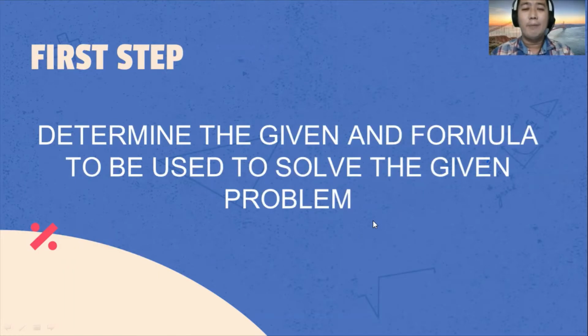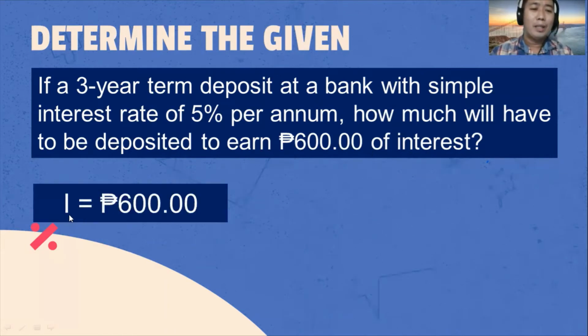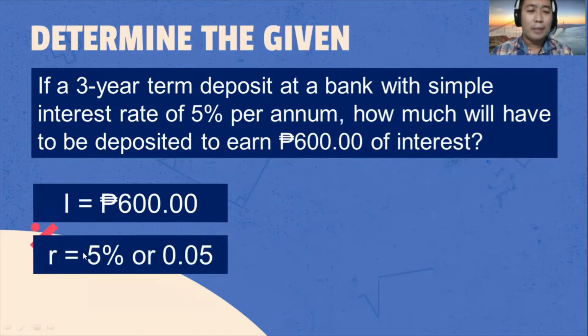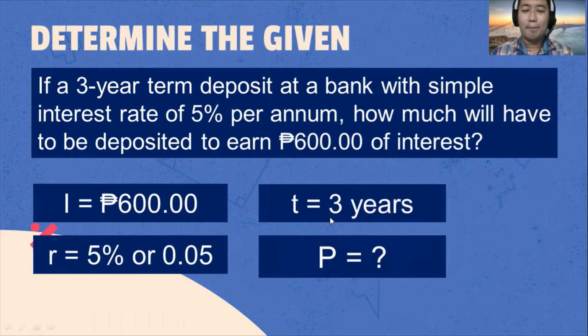What is the first step in solving this problem? Determine the given and the formula to be used. Let's now identify the given. We have a 3-year term, that is the time. This is the rate of interest, 5%. We have 600 pesos of interest. That means interest is equal to 600 pesos. Then rate of interest is 5% or 0.05. Time is equal to 3 years. And we are going to determine the principal amount.